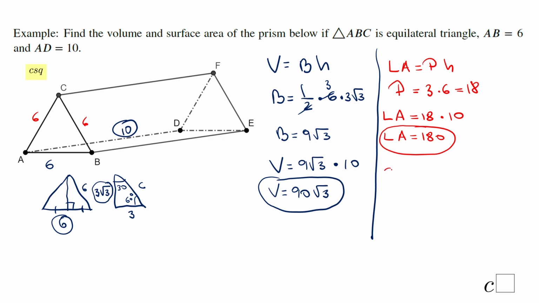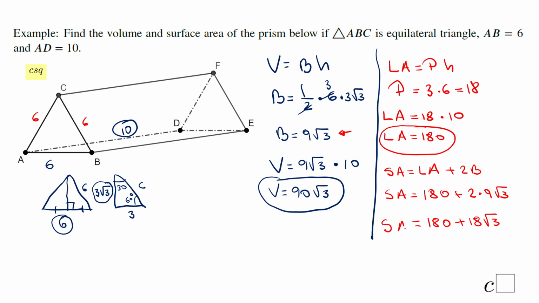So let's move to surface area, which is this lateral area plus 2 bases, the 2 equilateral triangles. So we have surface area equals 180, the lateral area, plus 2 times this 9 square root of 3. So in this case, I'm going to leave the answer in this format. 2 times 9 is 18. If you need to evaluate, in fact, you need a calculator. Other than that, this answer cannot be simplified. These two, 180 and 18 square root of 3, are not alike.